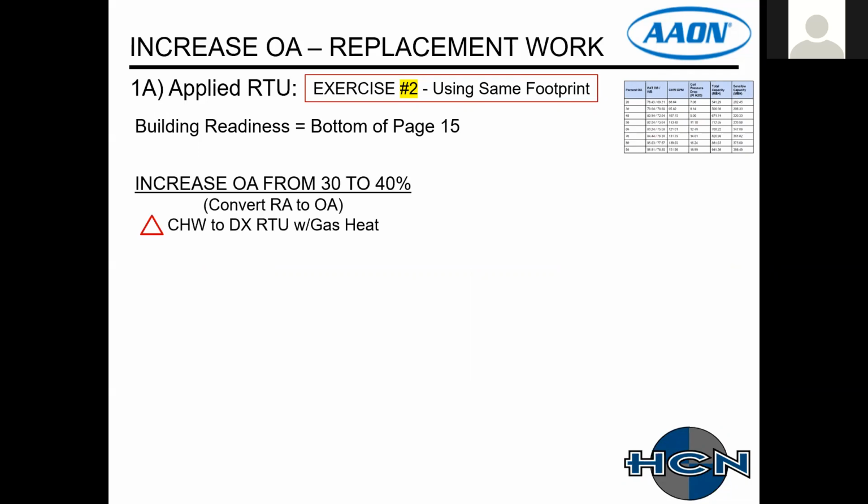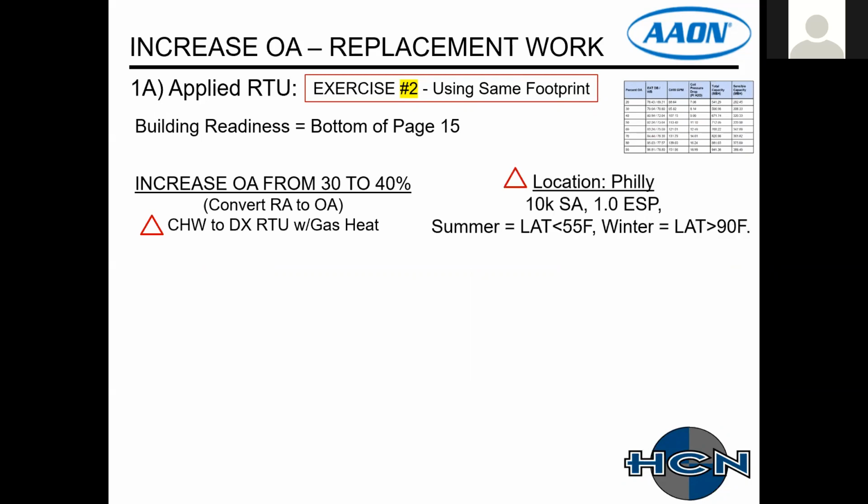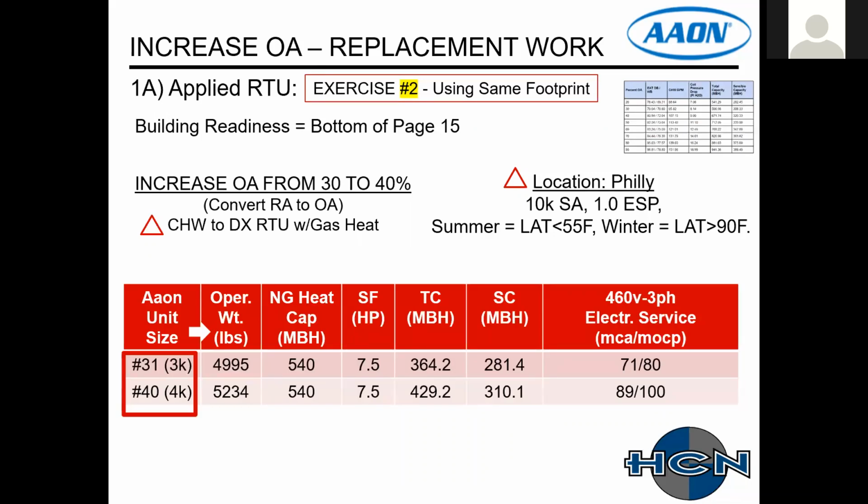We're converting the return air to outside air. I changed the chill water to a DX rooftop. I changed the location. I kept the same supply air CFM. And then I'm designing or selecting equipment to provide a leaving air temperature less than a 55 and a heating temperature above 90. All right.